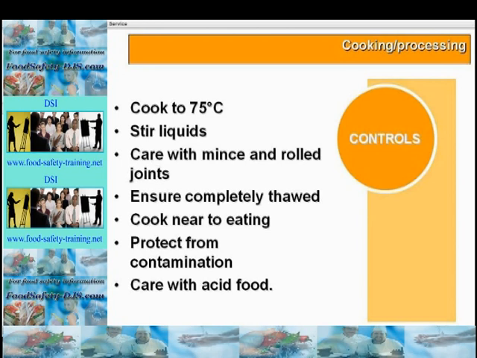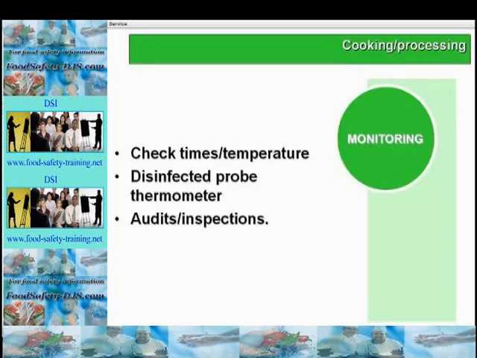These should not be undercooked, unlike certain muscle joints which you can undercook. Ensure frozen poultry is completely thawed. Cook near to eating time. Protect from contamination. Care with copper and aluminium pans, especially for acid food. And follow any food safety instructions on packaging. Monitoring methods for cooking and processing include checking and recording times and core cooking temperatures, and always use a disinfected probe thermometer, and regular audits and inspections.